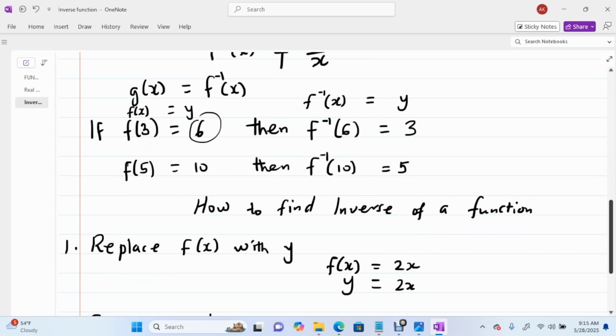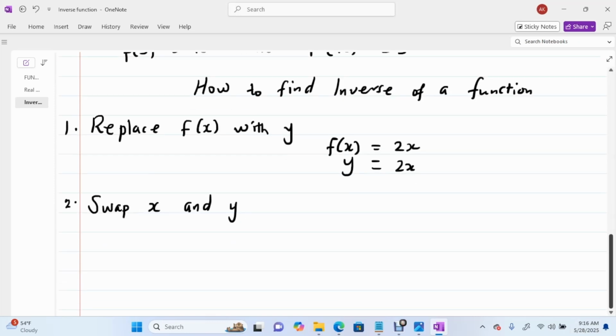So the next step is to interchange x and y. Interchanging x and y simply means that this output, which was a y, when it comes here, becomes an input, so it becomes an x. So the 6, which was the output, or which was a y, is now an x over here. So you interchange x and y. That way your output now becomes your input.